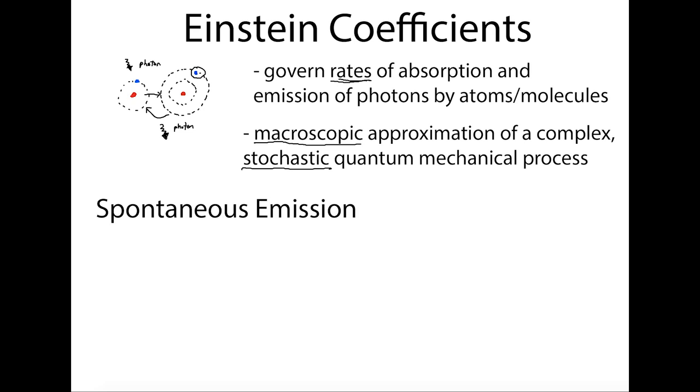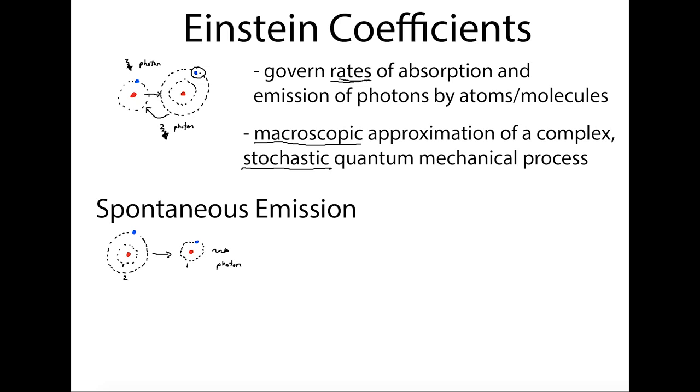So the first process we'll talk about, which will be described by an Einstein coefficient, is spontaneous emission. And this describes the case where we have an atom in an excited state dropping into a lower energy state and releasing a photon. And just to be concrete, we're going to pretend that this atom only has two energy levels, and I'll call this outer one energy level 2 and this inner level energy level 1.